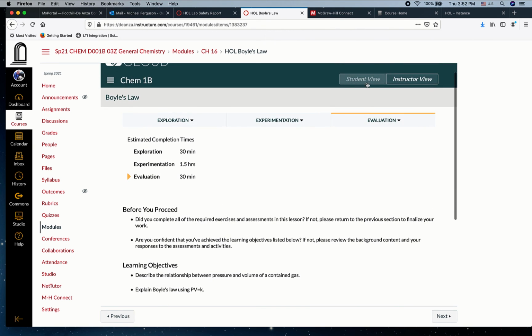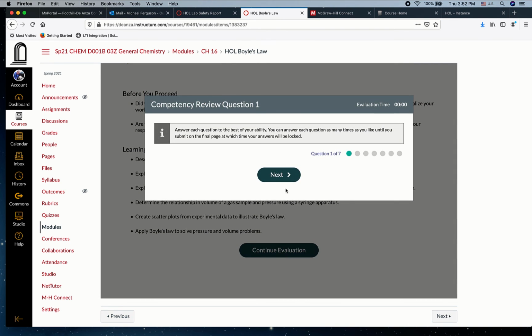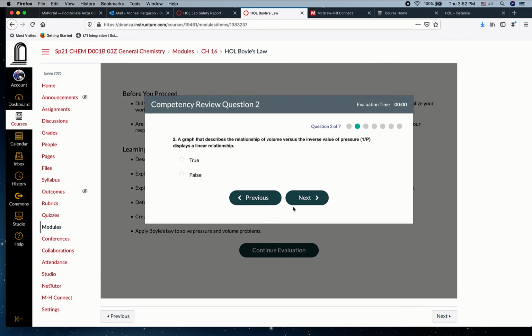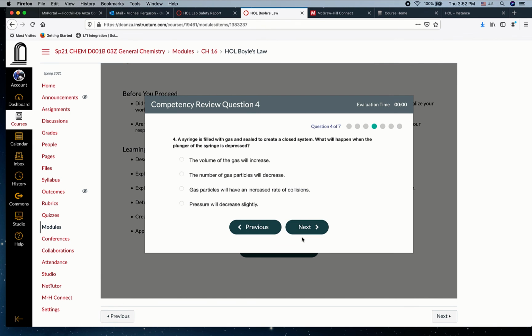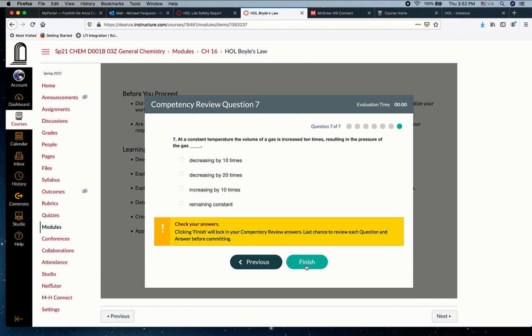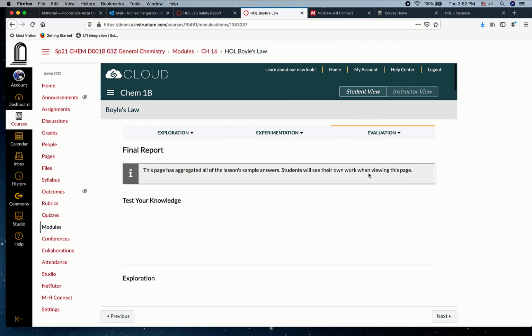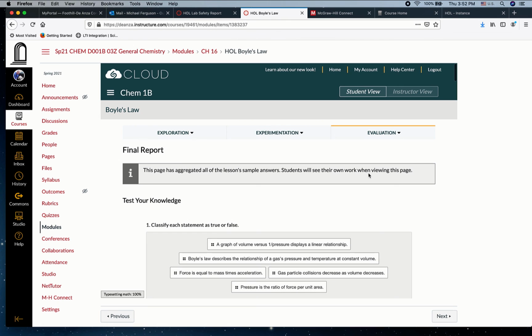So yeah, here you have your evaluation. Sorry it took so long to get here. So continue your evaluation and answer the questions. I'm just clicking through them. Answer the questions and finish, and eventually you'll get to the final report. Then download this final report and submit that, also with the image of your setup for Boyle's law, the apparatus with the books on it.